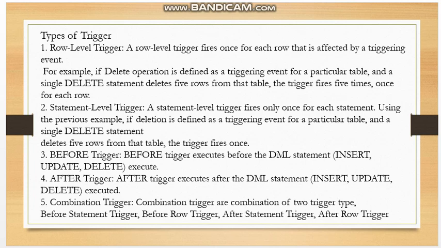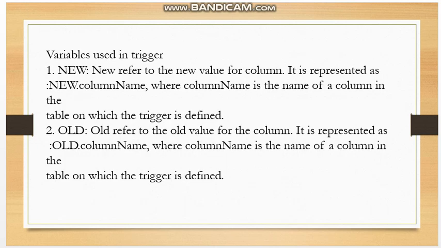And then there is a combination trigger, when we combine before and after, and row level and statement level together. The variables which are used with the trigger are new and old, because here we need to check the conditions. New refers to the new value of the column, and old refers to the old value of a column. They have the same syntax: new dot column name, and if it is old, it is written as old dot column name.